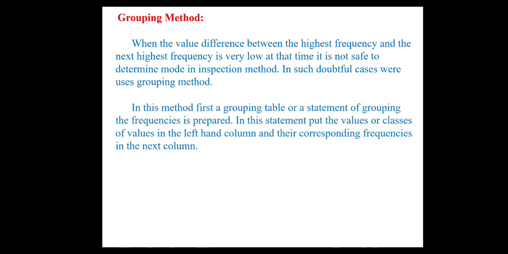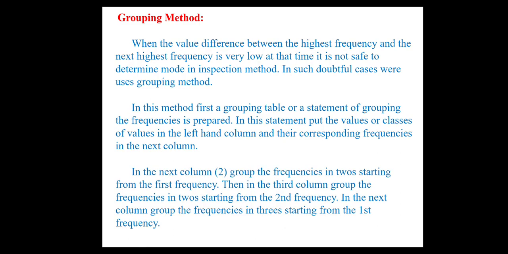In this method, first a grouping table is prepared for grouping the frequencies. In this statement, put the values or classes of values in the left-hand column and the corresponding frequencies in the next column. In the next column, group the frequencies in twos starting from the first frequency. Then in the third column, group the frequencies in twos starting from the second frequency.